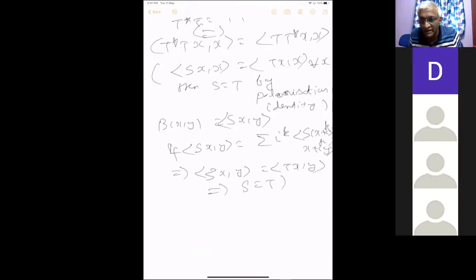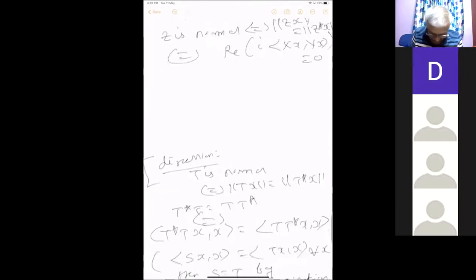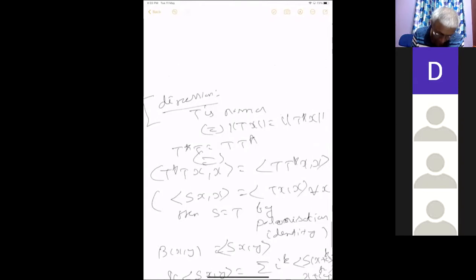Shall I go one by one? Let me come back to the proof of this later. First, I want to prove these two statements. The first statement is: if T is normal, then I want to prove that norm of Tx equals norm of T star x. These two are the same. Let me go one by one. I will come back.